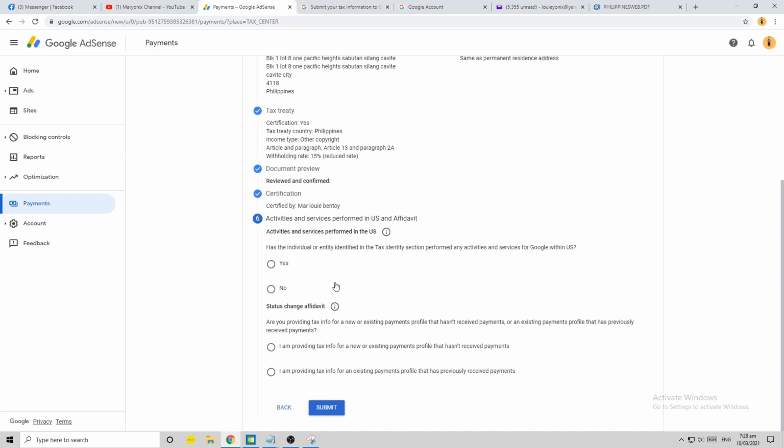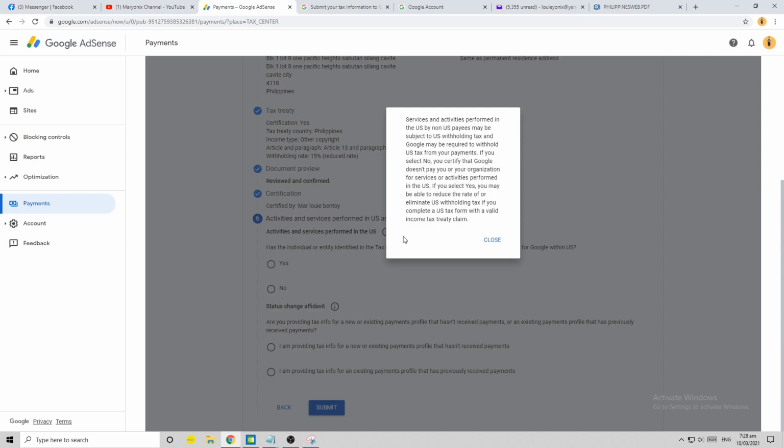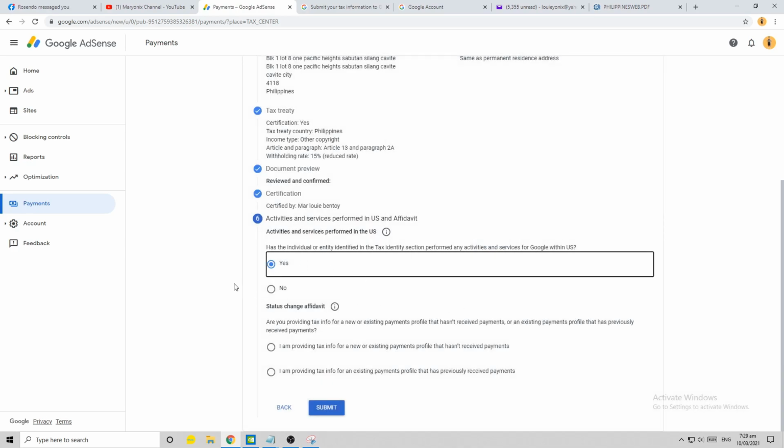Next, has the individual or entity identified in the tax section performed any activity or service for Google in the US? No. Untitled activities are performed in the US. What's this? Service activity performed in the US. Non-US payees may be subject to US withholding tax. Google may be required to withhold US tax. If you select no, you certify that Google doesn't pay you for service activity performed in the US. You may be able to reduce the rate of your withholding tax if you complete the US tax form with a valid income tax treaty claim. Second, yes.